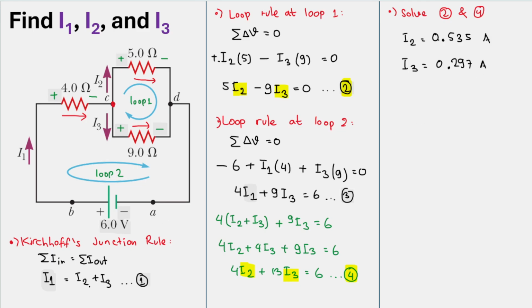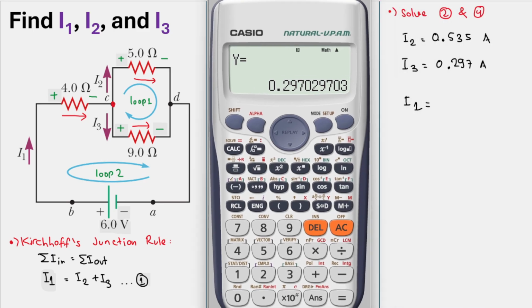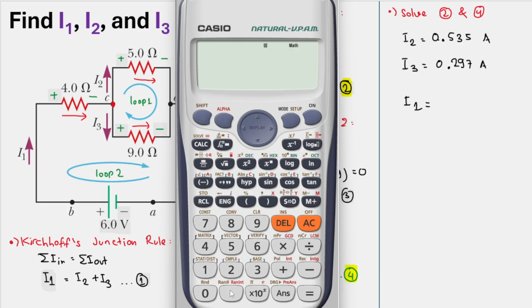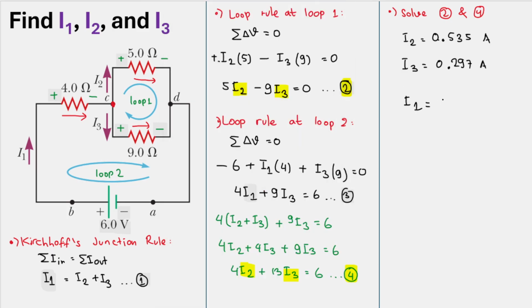And then I1 is just the sum of them, right? So I will have I1, let's just add them up. So we will have 0.535 plus 0.297. Okay, 0.832, and the unit is in ampere. And I think we have achieved our goal here.